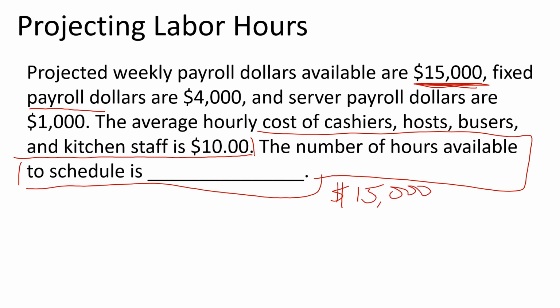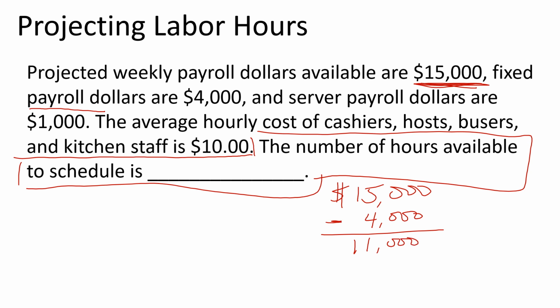Now our fixed payroll dollars is our salary. We're going to subtract that because, again, it does not matter if we are crazy busy or if we are completely dead. We're going to spend that $4,000. It's a fixed cost, okay? And so we subtract that and we get $11,000.